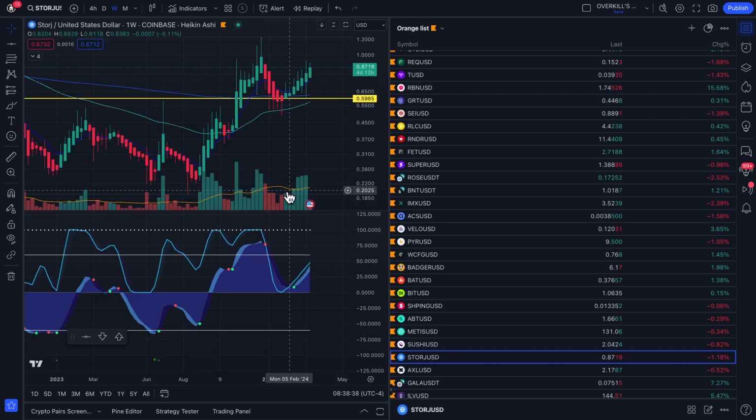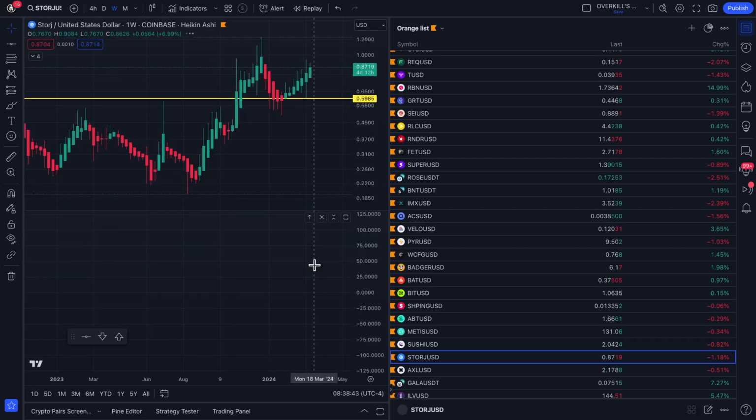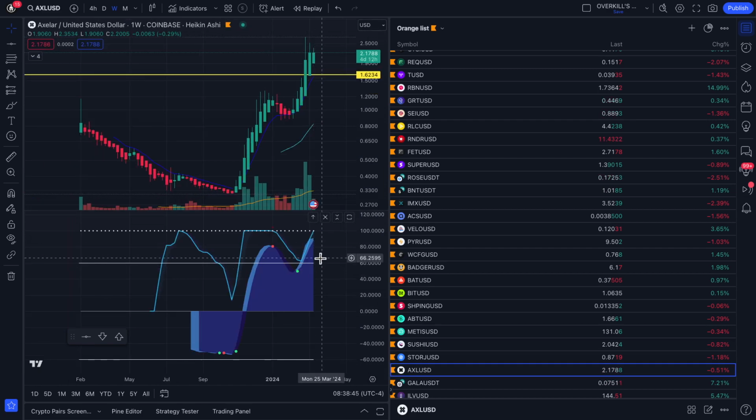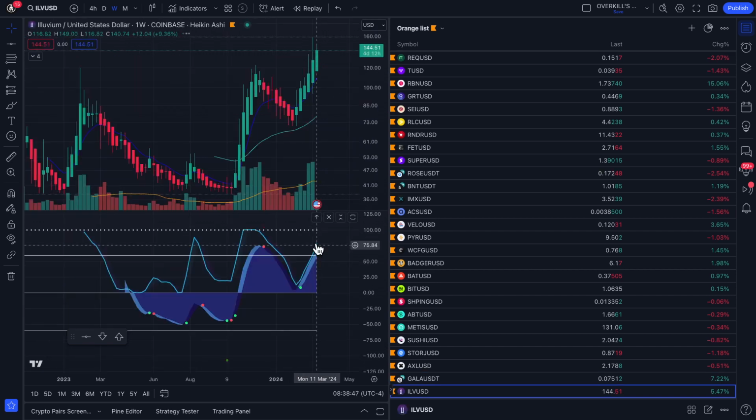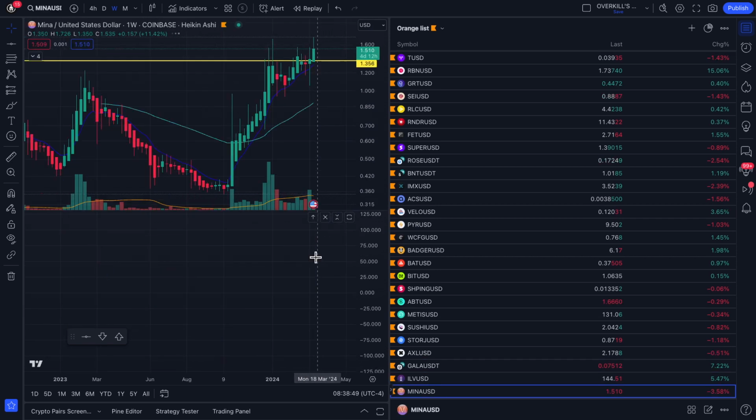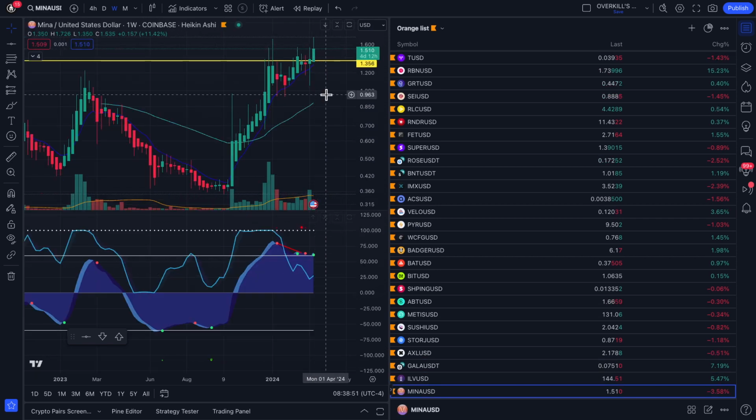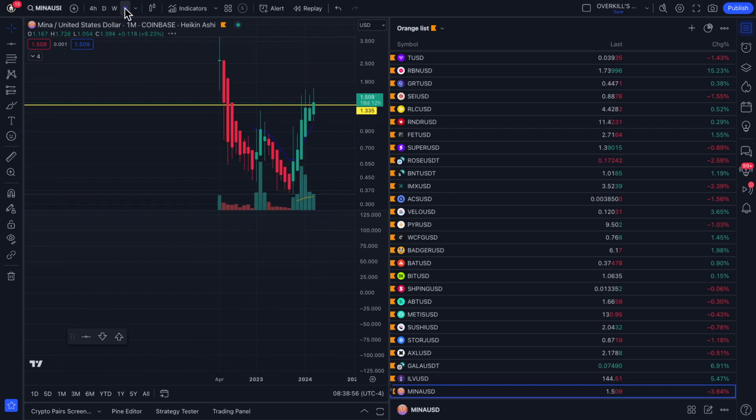Sushi we covered. Store J, holding that one. Again, looking to sell Sushi. Looking to hold Store J. AXL, looking to sell that one. Gala looking to sell. ILV looking to hold. Mina looking to buy. Stop losses right there at 133.